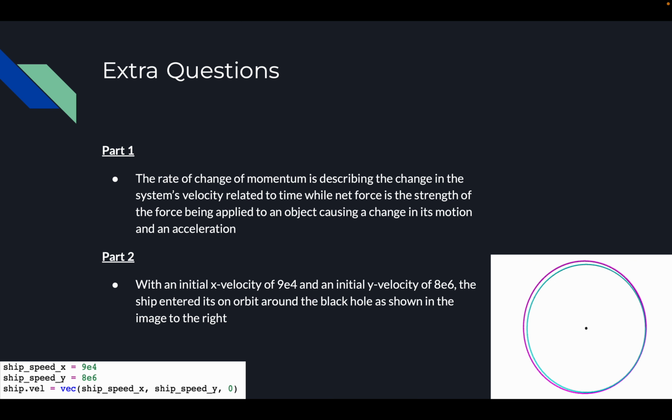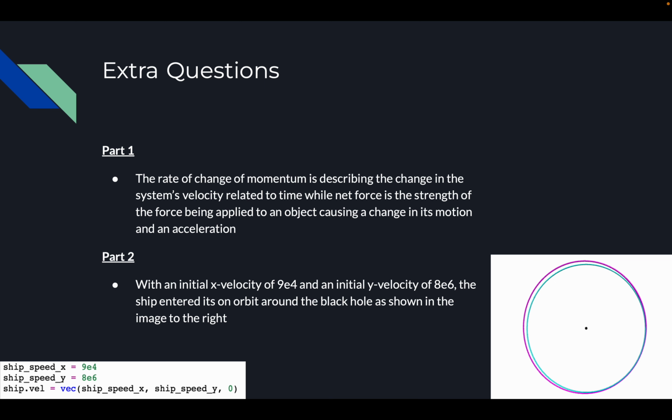For part 1 of the extra questions, the rate of change of momentum is describing the change in the system's velocity related to time, while net force is the strength of the force being applied to an object which causes a change in its motion and specifically an acceleration of that object.